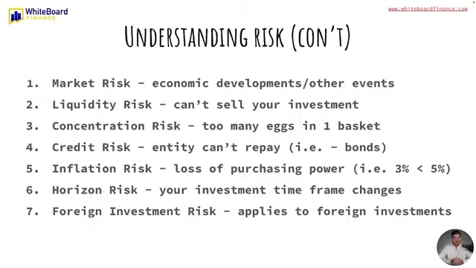Number 5 is inflation risk. So this is the loss of purchasing power. For example, we talked about how inflation is actually sitting closer to 8.5% year over year at the time of this recording. So that means that if your investments are earning 3%, let's say in a very conservative stock or a bond, for example, and inflation is 10%, you are losing 7% per year in purchasing power because your investment is only earning 3%, and inflation is outpacing you at 10%. Makes sense? And then finally, we have number 6, which is horizon risk.